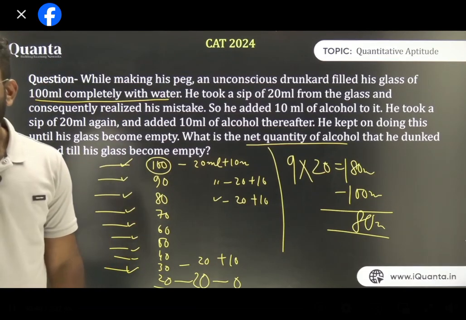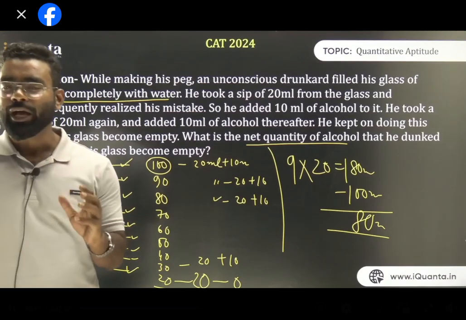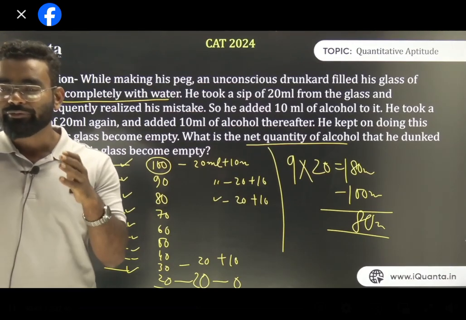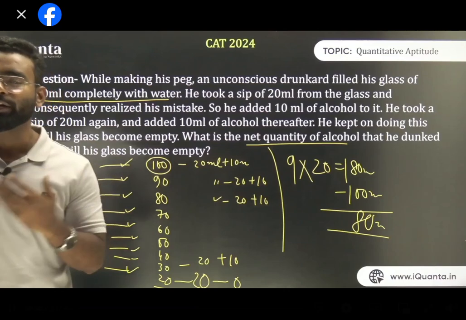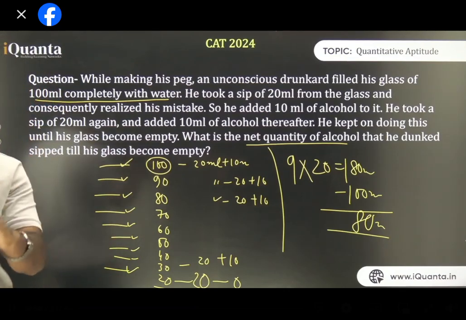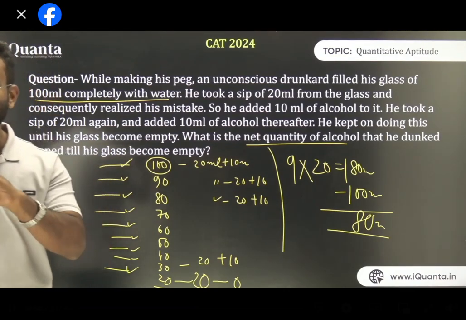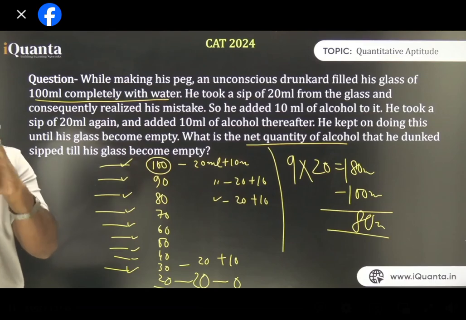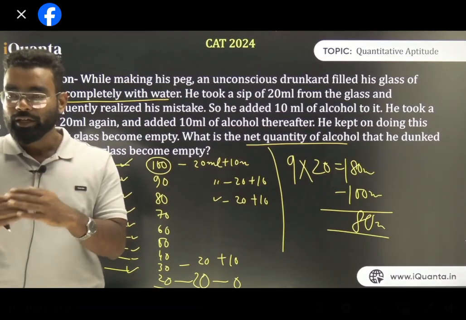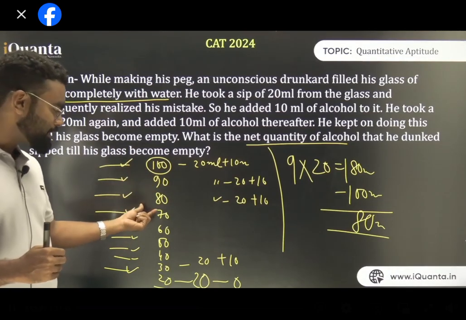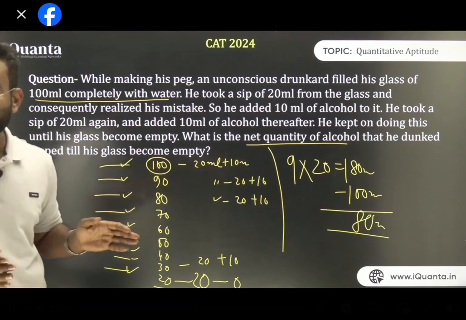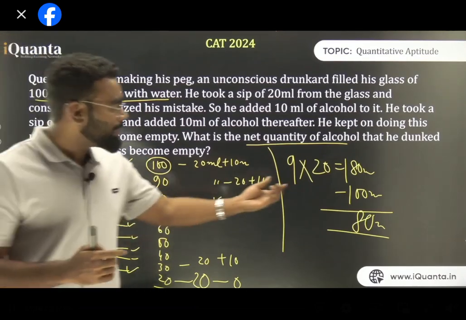So I am not adding the alcohol. I am taking what is the total amount he drank. I'm not saying about alcohol and all. I'm not caring about whether he's drinking alcohol and what is the percentage of alcohol. I'm taking care of how much is the total I have drank, right? The first I have drank 20 ml here, second 20, third 20, and it goes on like this. So the total times I have taken sip, it's 9 times. So the total amount I have drank is 180 ml.